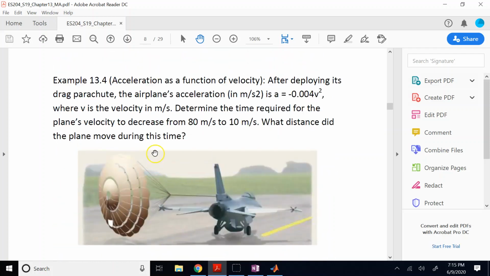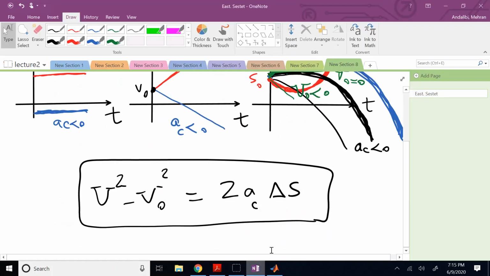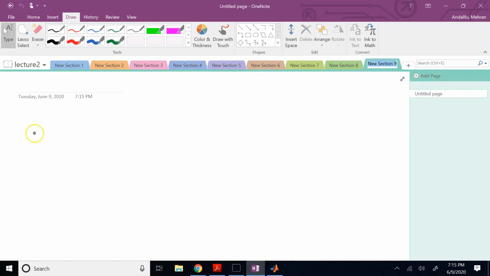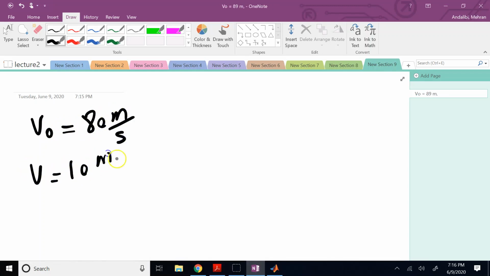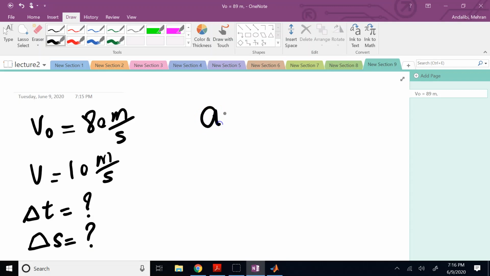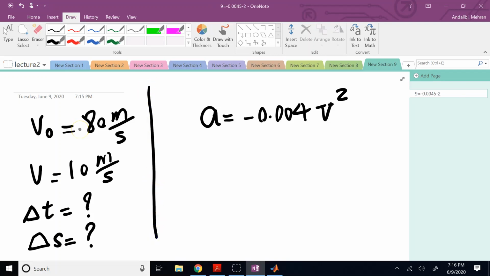this other problem for our classroom. So this problem says that initial v is 80, the final v is 10 meters per second. I want to know how much time it took for it to happen and how much the object has moved during this time if acceleration is negative 0.004 v squared. Okay, so that's what the problem is asking, and that's what I said, writing what is known, what is unknown.